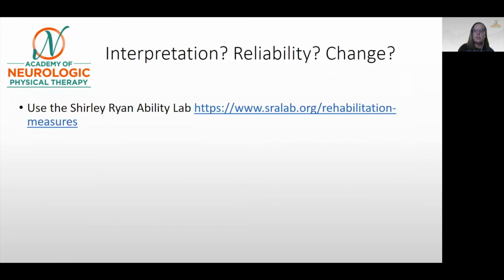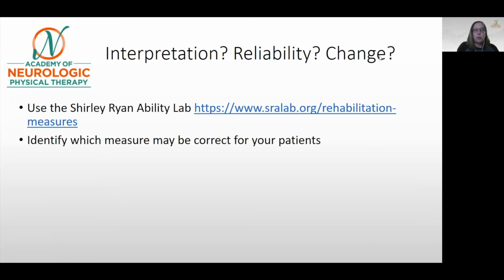So when you start to utilize these measures, the next thing you need to do is really understand the interpretation of them. What does that mean? Is higher better? Is higher worse? What's the reliability of the measure? And is it reliable for my patients with stroke or more for patients with multiple sclerosis? What kind of changes might I want to notice with them? And all this information can be found at the Shirley Ryan Ability Lab.